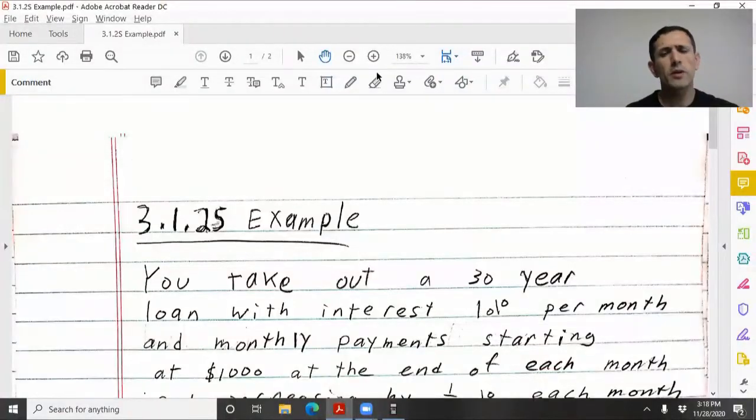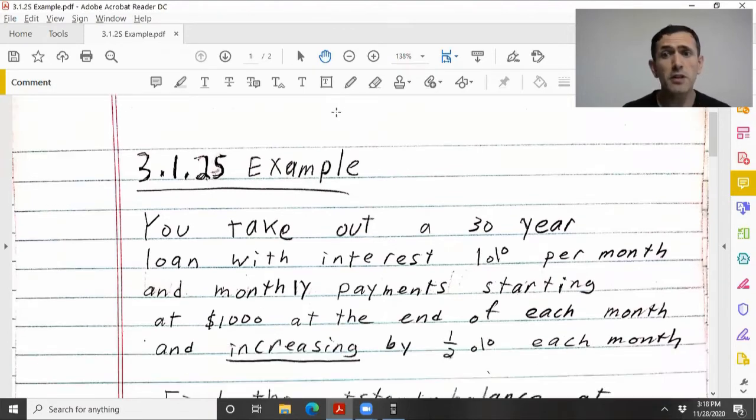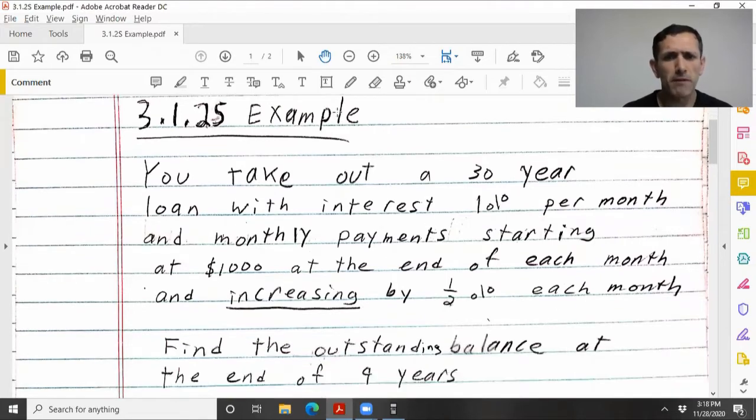Hello everyone, what I would like to do is go over an example similar to 3.1.27 in the homework. So you take out a 30-year loan with interest 1% per month and monthly payments starting at $1,000 at the end of each month and increasing by 0.5% each month. Find the outstanding balance at the end of 9 years.